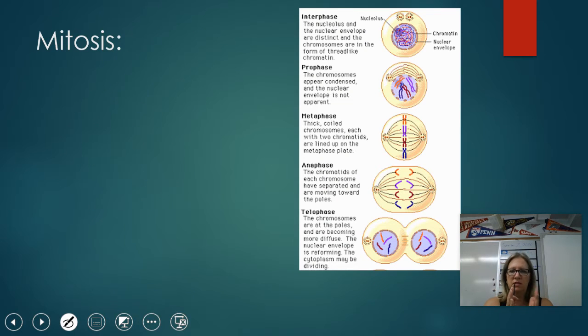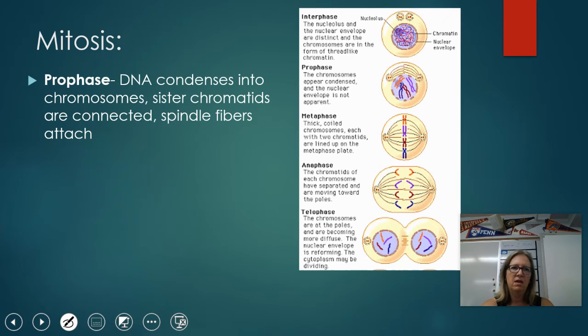Now, mitosis, it's four separate steps that really preps the cell and gets things lined up. We'll talk about those four steps. And then that last step is cytokinesis, okay? After interphase, after the copying and the growing, we have prophase. During prophase, the DNA condenses into those chromosomes. It's where they look like the X's and you can see them.